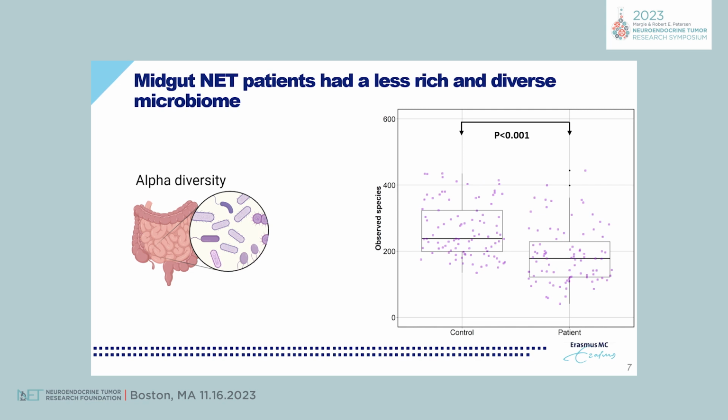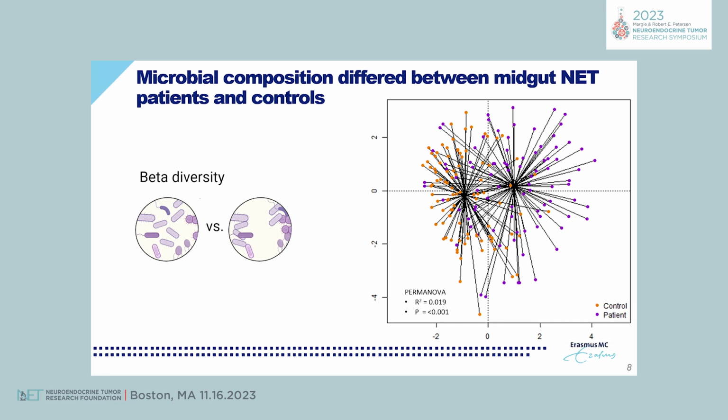and again, we saw a statistically significant difference. Then we looked at beta diversity. And this is a multidimensional analysis here captured in a two-dimensional plot. And we see that the purple dots, which are the patients, cluster around a different point than the orange dots, which are the controls. And again, we see a statistically significant difference, and we corrected for the same covariates as in the alpha diversity analysis.